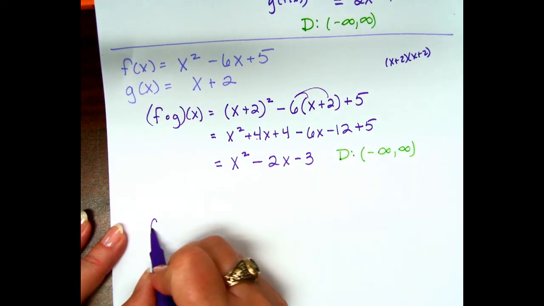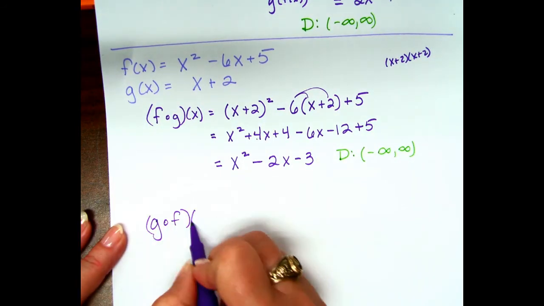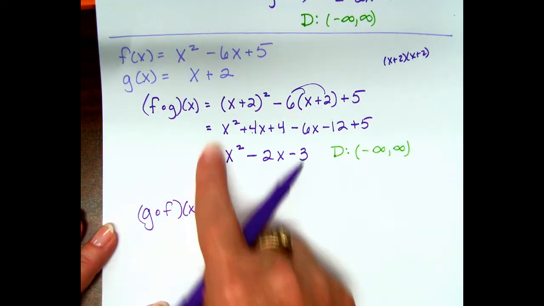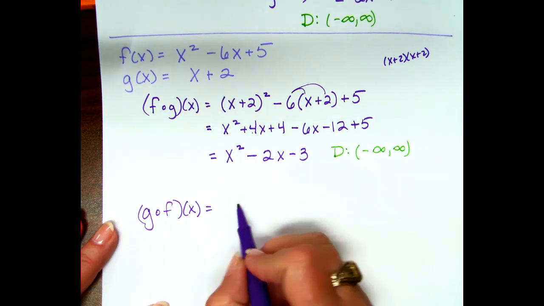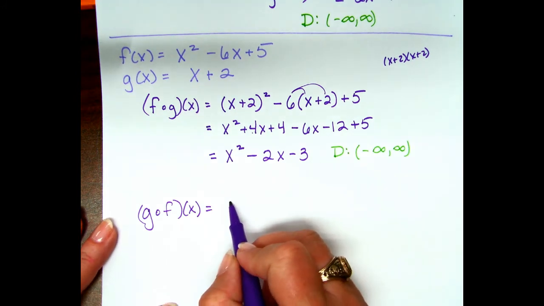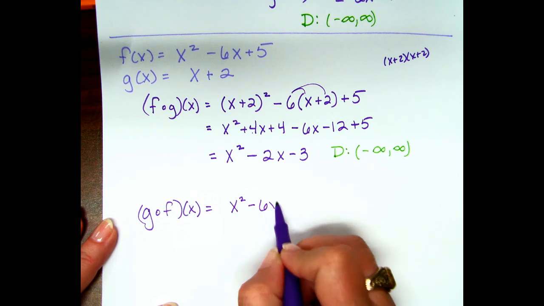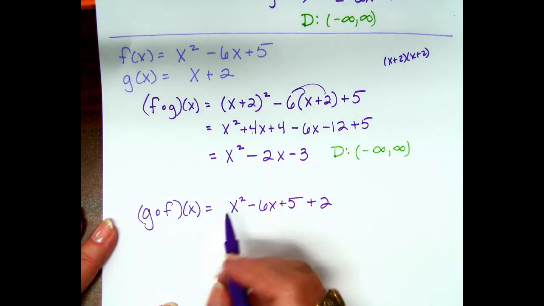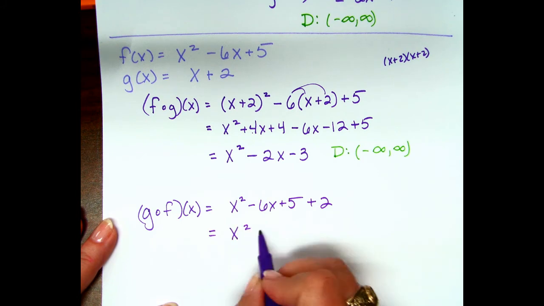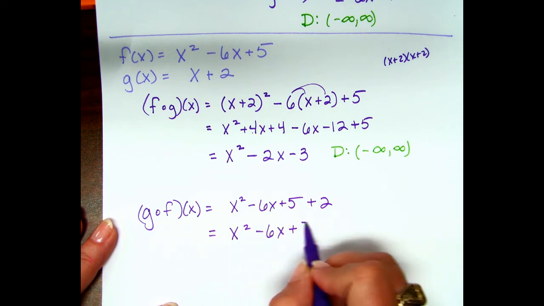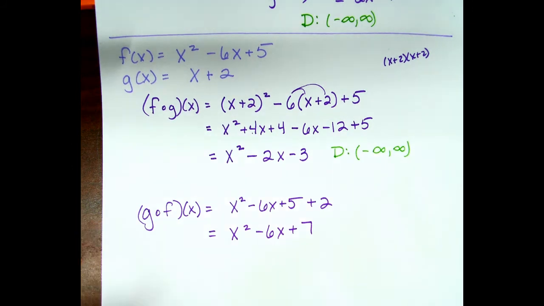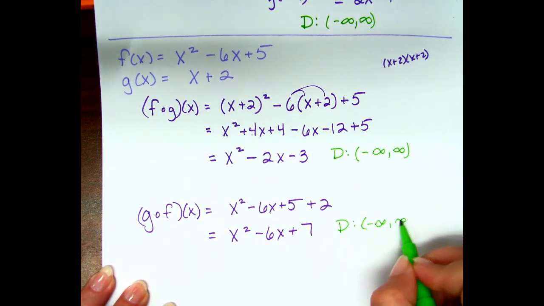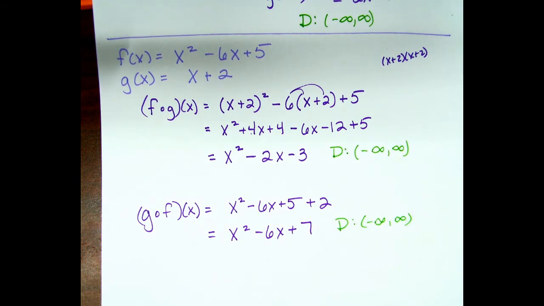Can we find g of f of x? Perhaps. Start with g. Anytime I get to an x, I write f of x, so f of x plus 2. So x squared minus 6x plus 7. And the domain? It is a parabola.